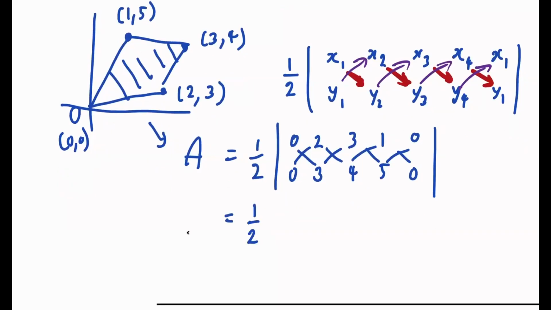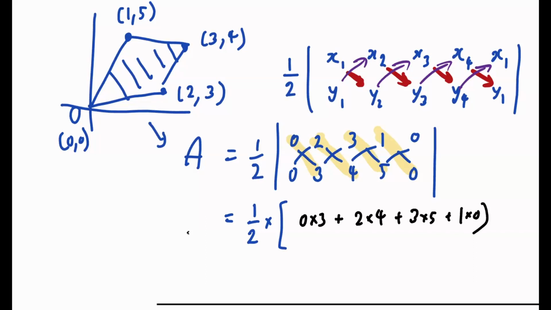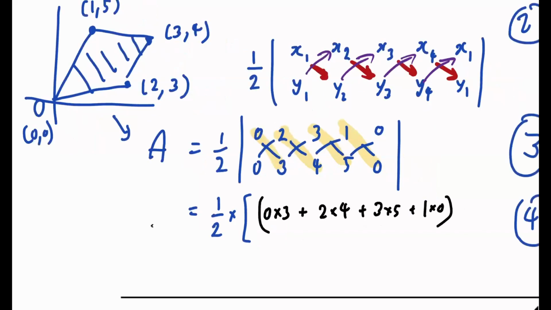So next you have half times. Here is how you calculate this. Down, right? So for the downward pairs, you take the products: 0 times 3 plus 2 times 4 plus 3 times 5 plus 1 times 0. That is the first term.